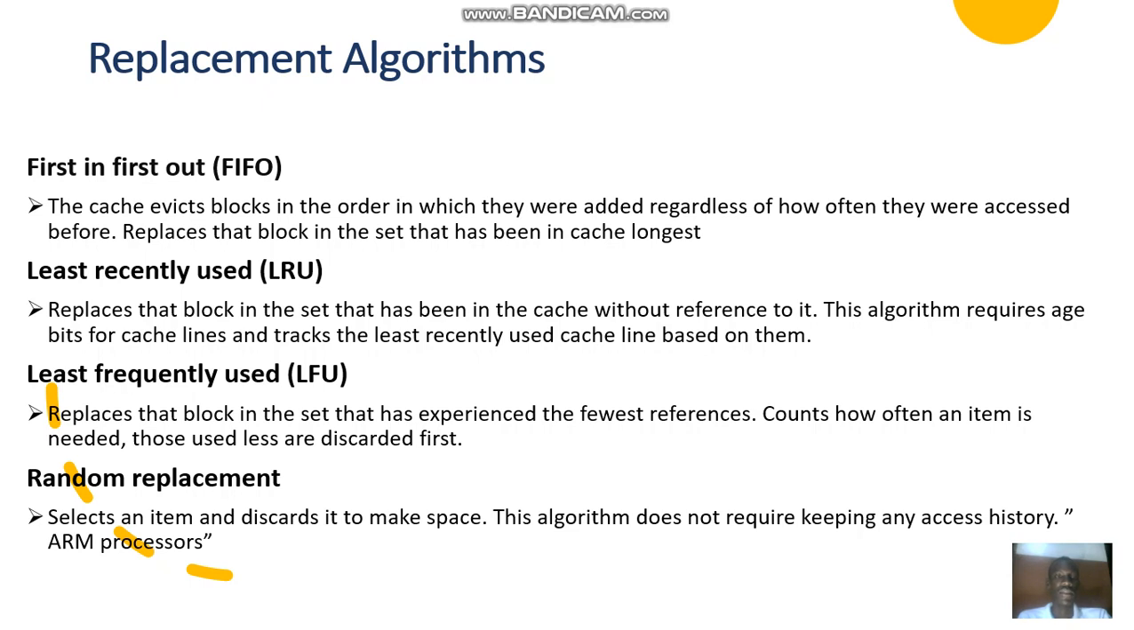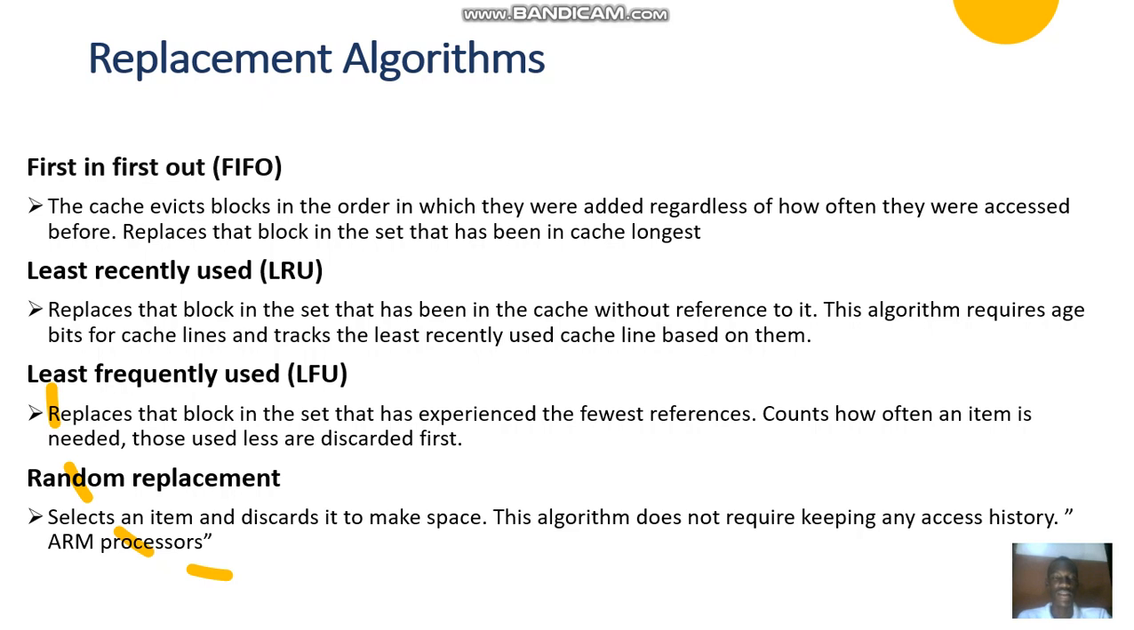And the other replacement algorithm is the least frequently used. This one replaces that block in the set that has experienced the fewest references, counts how often an item is needed. Those used less are discarded first.